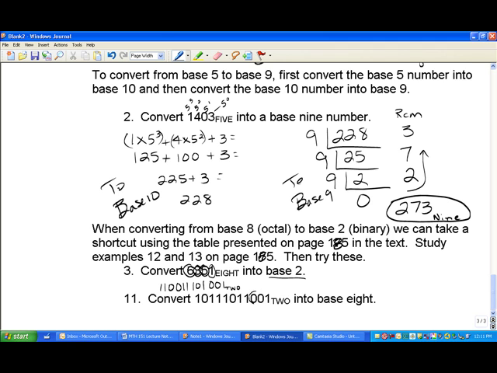Again, we can do this one just by looking at the base 2. 011 is 3. 111 is 7. And 010 is 2. So that would be 372 in base 8. So we can take a little bit of a shortcut there. And the reason is because 8 is a power of 2. And 8 we would represent with 4 digits, 1000.